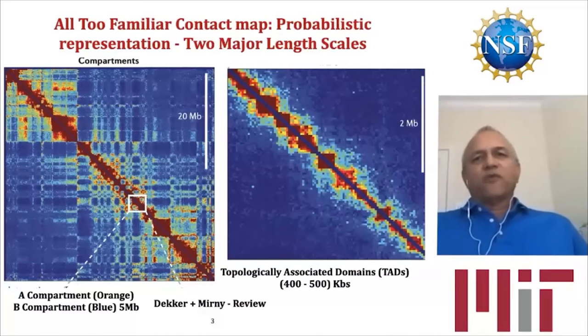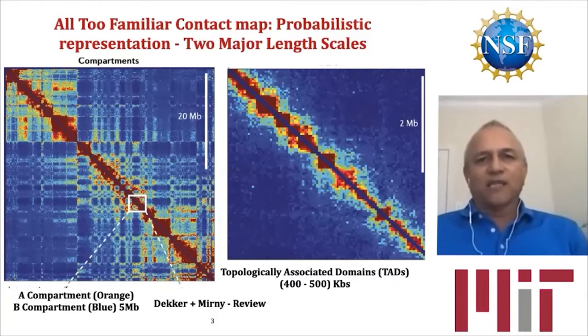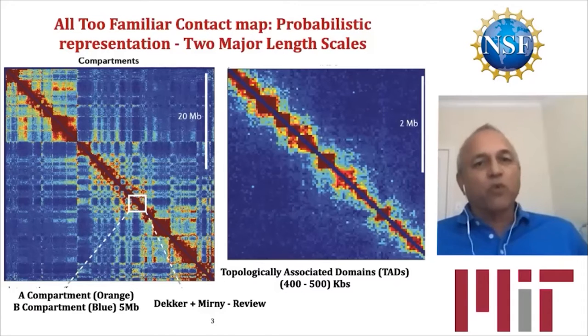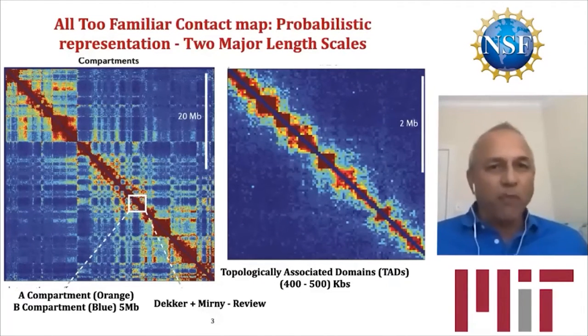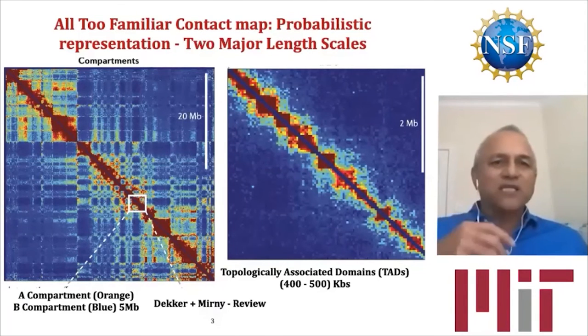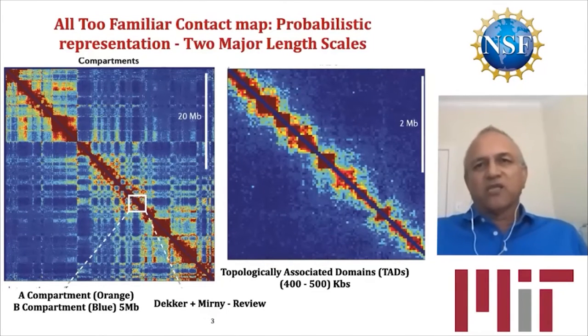This is an all too familiar contact map that people like Job Dekker have produced within the last 10 or so years. And what you see in interphase chromosomes is the emergence of two length scales. If you look at the figure on the left-hand side, you'll see checkerboard patterns spread on the scale of about 4 to 5 megabases. And this checkerboard pattern indicates that the probability of contact between like epigenetic states of chromosomes are enriched compared to unlike epigenetic states.